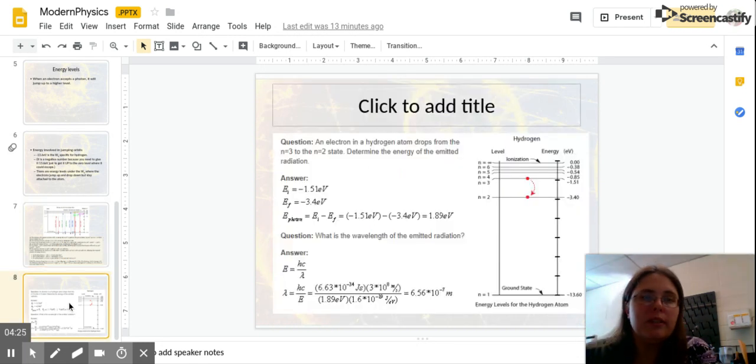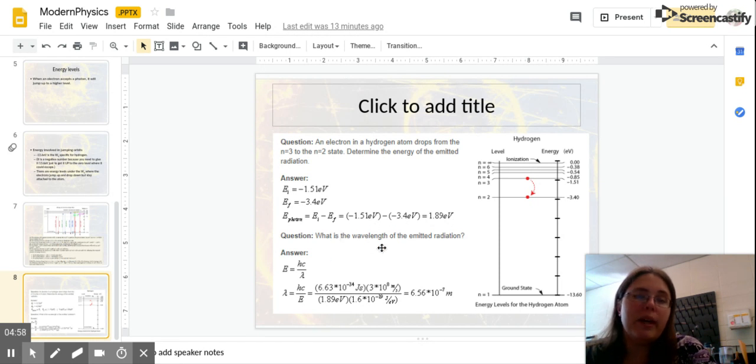So here is a quick example problem. It says an electron in a hydrogen atom drops from the n equals 3 state to the n equals 2 state. Determine the energy of the emitted radiation. So the equation we have is the energy of the photon is equal to the initial energy minus the final energy. So then it's the negative 1.5 electron volts because it started here and it's going down to the negative 3.4. So then negative 1.51 minus the negative 3.4 electron volts is 1.89 electron volts.